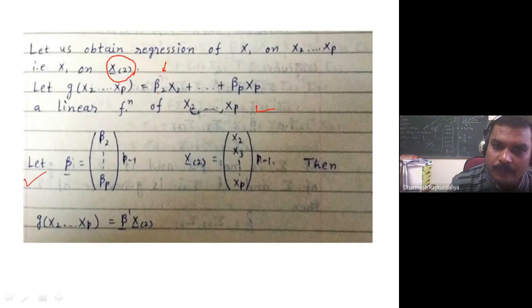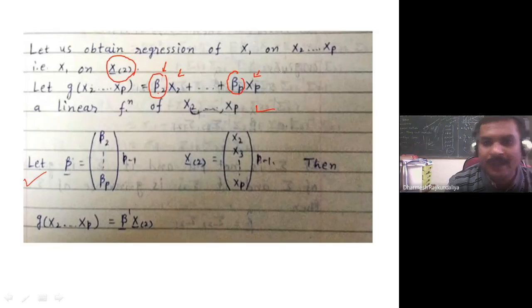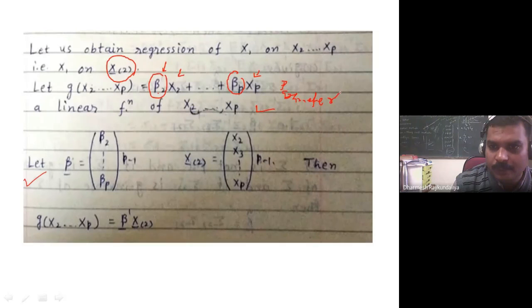So we wish to obtain the best, ये हमारे पास है, we know this, x2 up to xp is given to us, but these are unknown. These beta 2 up to beta p are said to be unknown parameters. When you say parameters, parameters are always a fixed constant, but they are unknown. Okay, they are fixed constant, but they are unknown.